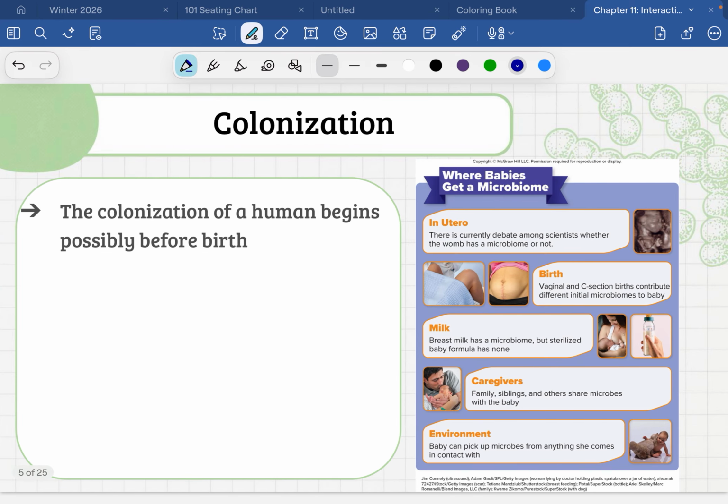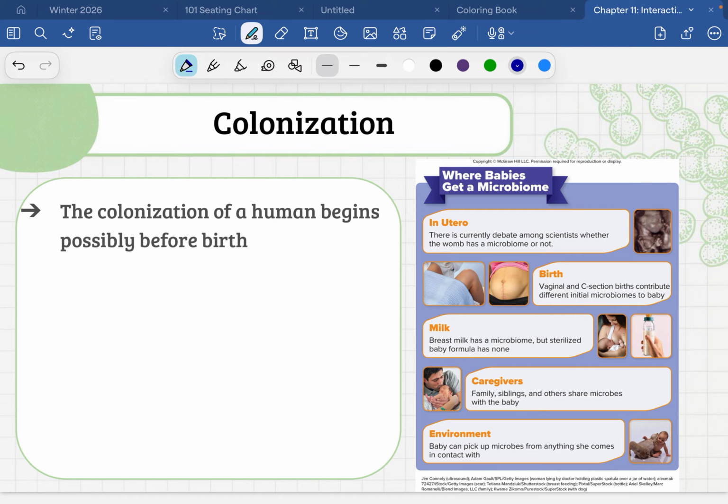All right, so I just want to talk a little bit more about colonization. Now, remember again that colonization is bacteria or microorganisms that live on your body or in your body for long periods of time. And the colonization of your microbiome is a huge part of your protection against bad microorganisms. So when does that colonization happen?